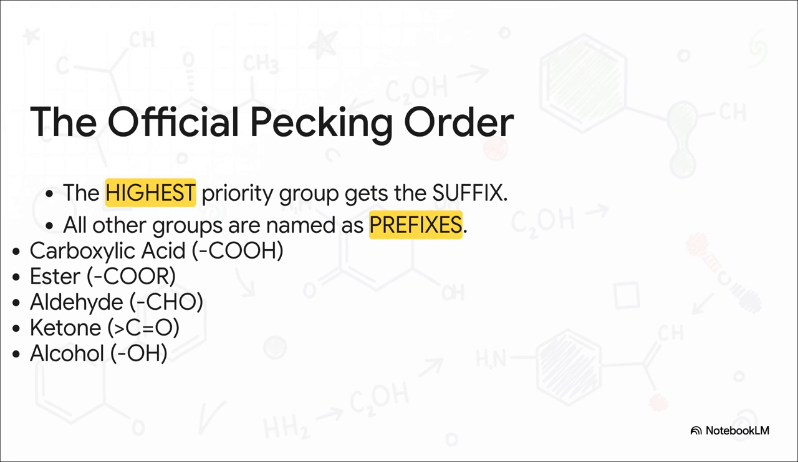Honestly, just think of it like a pecking order. The group with the highest rank gets the crown, that's the suffix. Every other group gets demoted and has to use its prefix name. And the most important rule to remember is this: 1 name, 1 suffix.